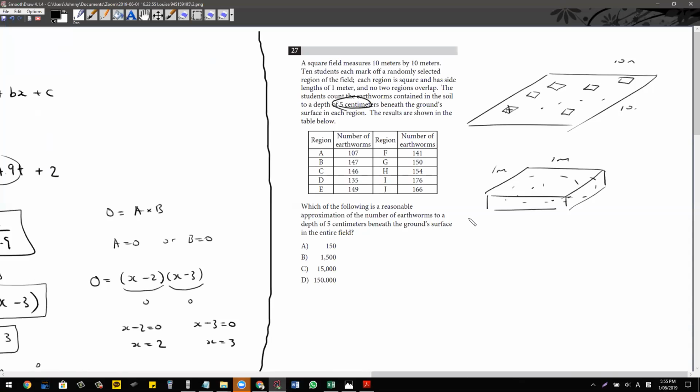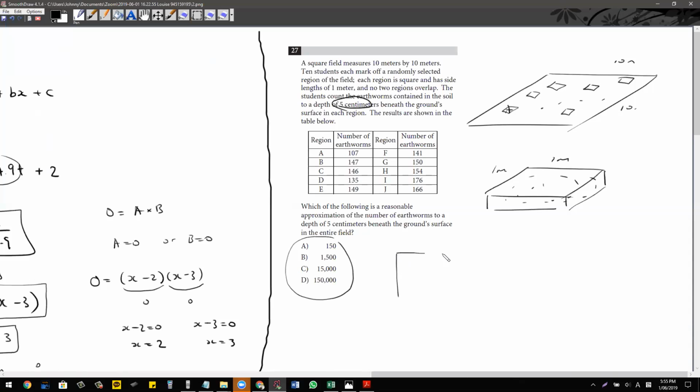Now, you can make a guess and get it right if you don't understand. Like, oh, it's 150 in each square meter, right? Oh wait, in the entire field. So around 1500 or 15,000? 450,000? 1500. Okay, so I want you to tell me this.